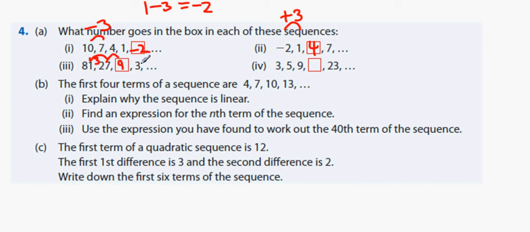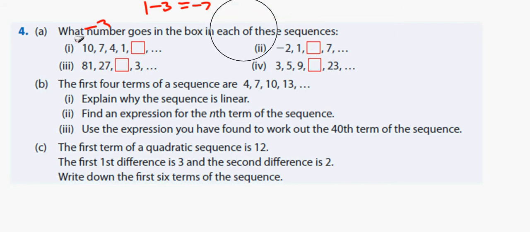The next one, the first gap is 2. The second gap is 4. The third gap should be 6. And the fourth gap will be 8. Okay, so that's just a bit of pattern spotting. Okay, we're on 4b.